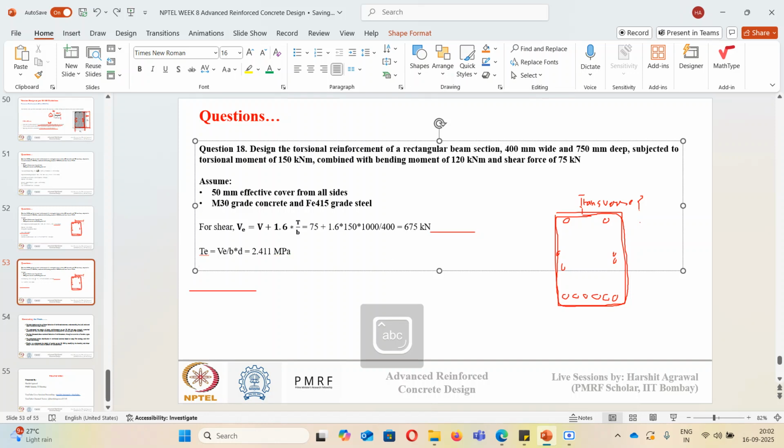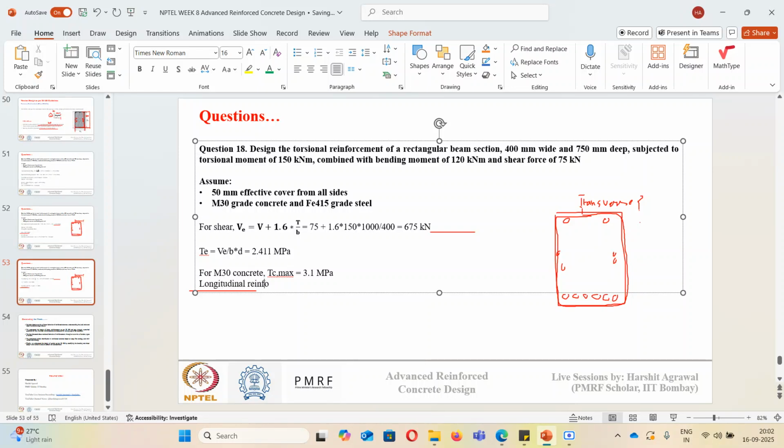Now I will check for M30 grade concrete. Tau_c max we can see from the table is 3.1 MPa. So tau_e is less than tau_c max, so we need to design for shear. We don't need to redesign the section. And since we know the longitudinal reinforcement that we have provided, and we know the grade of concrete, which is M30, I can estimate tau_c, the concrete shear strength.